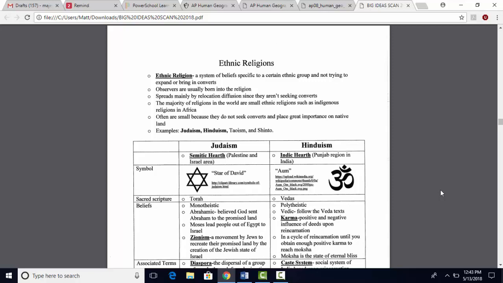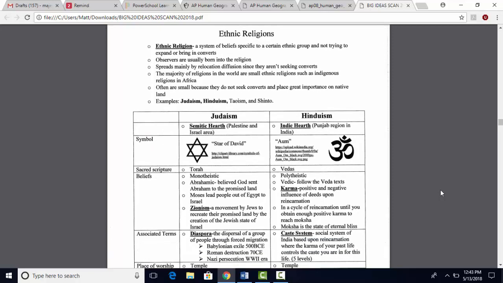Every indigenous religion, for the most part, does. Whether that's in Africa or with Native Americans in North and South America, they are generally ethnic, all right? They're often small. Like I said, they don't seek converts. They place a lot of importance on the native land that they live on, and they're very much connected or tied to the land. That's why they're generally not as widespread, because you need to have a closeness with a particular area in order to practice it. Examples of ethnic faith: Judaism, Hinduism, Taoism, Shintoism in Japan are all good examples. So Judaism, Hinduism, all of the Eastern faiths for the most part, except Buddhism, are as well.